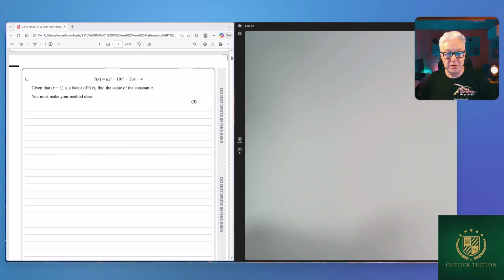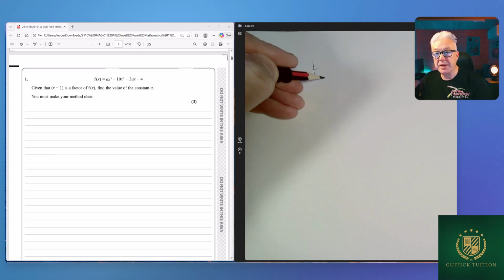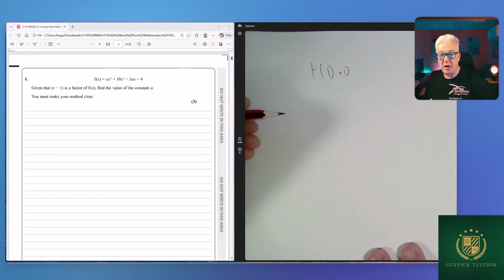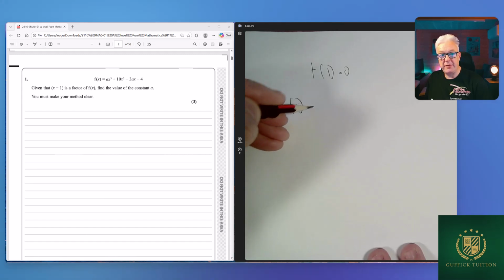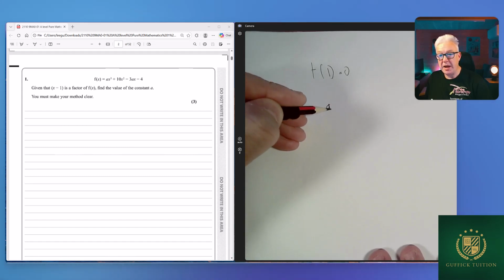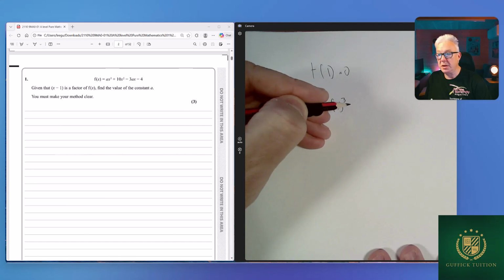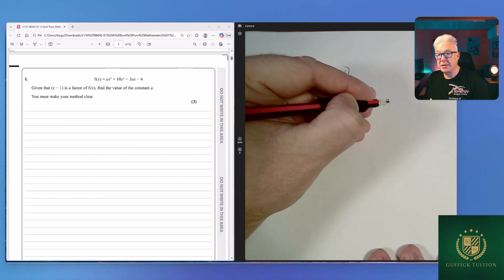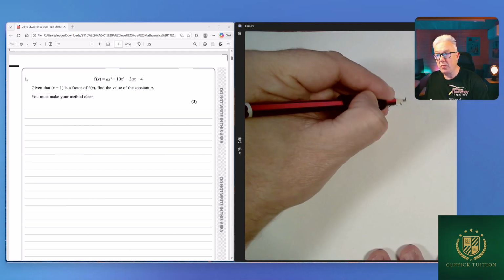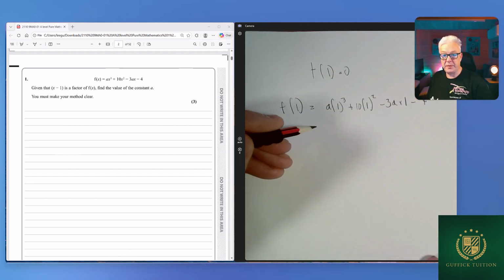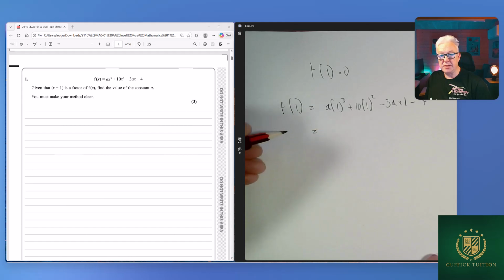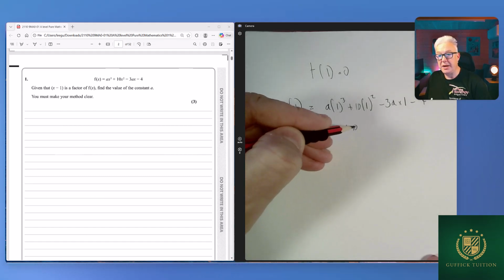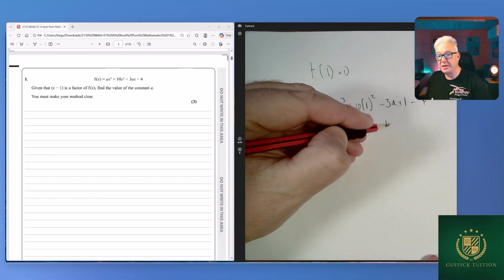So if x minus 1 is a factor, then that means that f of 1 is equal to 0. So we're going to work out what f of 1 is. f of 1 is going to be a times 1 cubed plus 10 times 1 squared minus 3 times a times 1 minus 4. So that turns out to be 0 is equal to a plus 10 minus 3a minus 4.